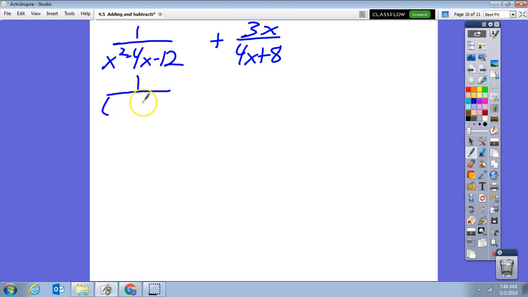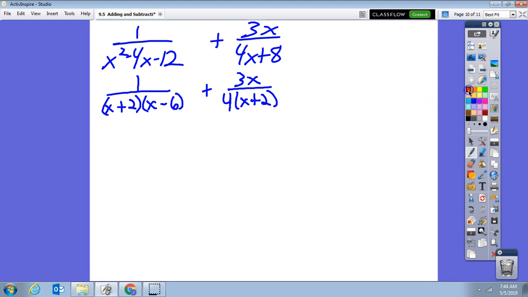So again, we factor out the bottom on this one. X and x, it's a negative 12, so I put plus and minus. The factors of 12: 1 and 12, 2 and 6, 3 and 4. 2 and 6, if I use a positive 2 and a negative 6, are going to give me the negative 4. Then I have 3x on the top. 4 factors out, and then x plus 2 is left over.